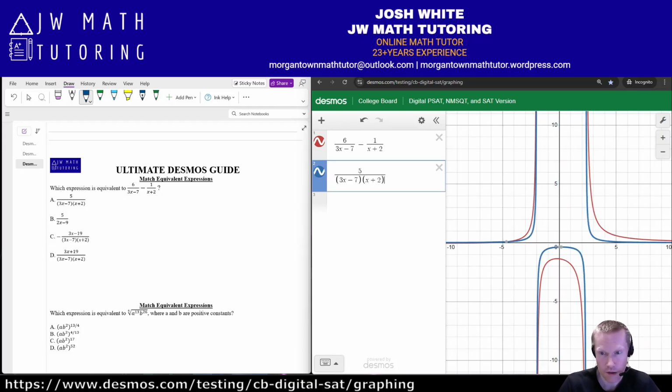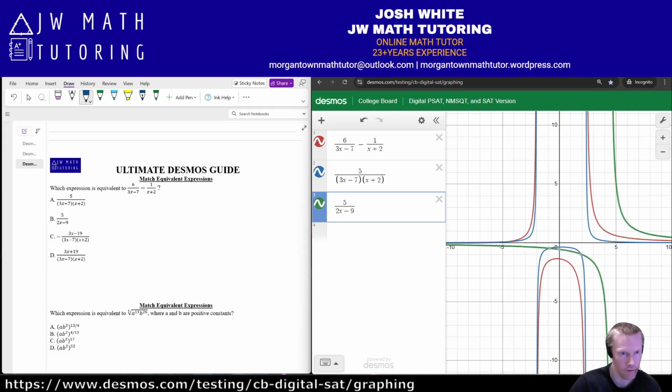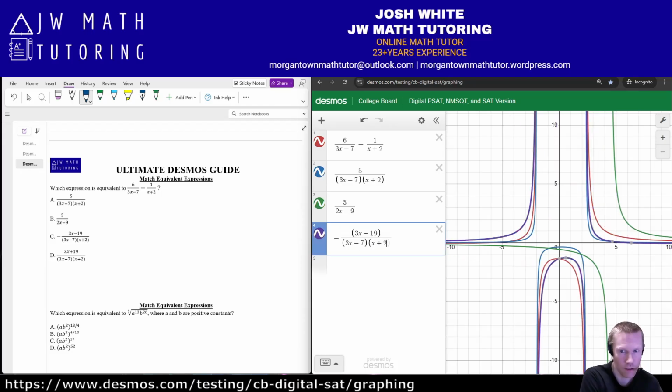Okay, so notice this one looks pretty similar in some areas, but it does not completely overlap it. So that is not going to be the correct answer. All right, what about B? 5 over 2x minus 9. Nope, that clearly does not overlap the original. The purple one does not either. So again, it looks like it is going to be D.